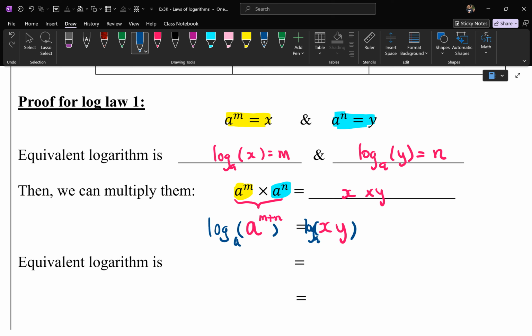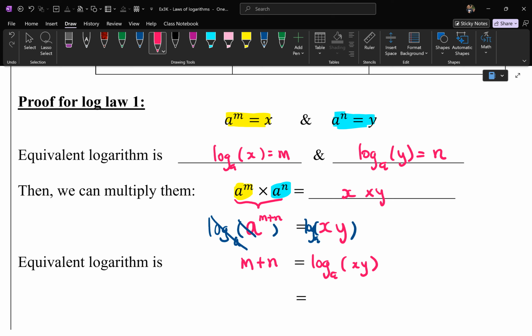To get rid of that base A exponent, you do the inverse, which is log base A. So whatever I do to the left, I do to the right. And then remember these are inverses, so they cancel out. And my next answer is m plus n is equal to log base A of x times y.